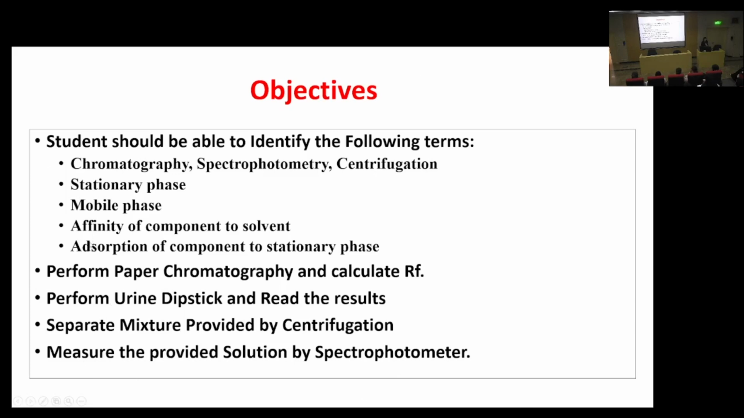I'll just talk about the concepts and just the theoretical part. All right, so let's begin.